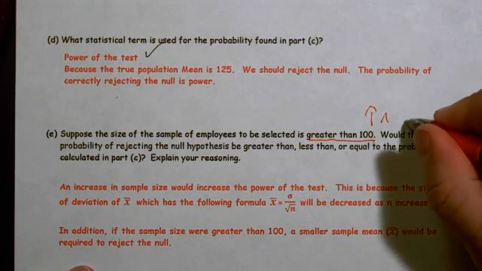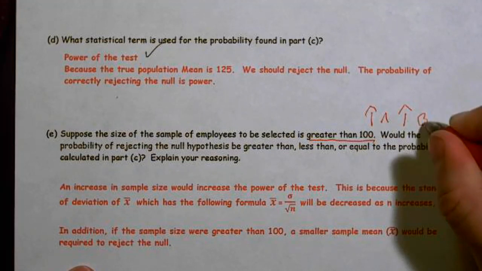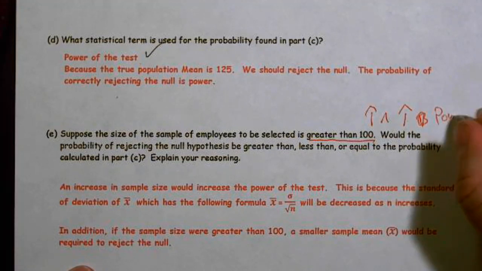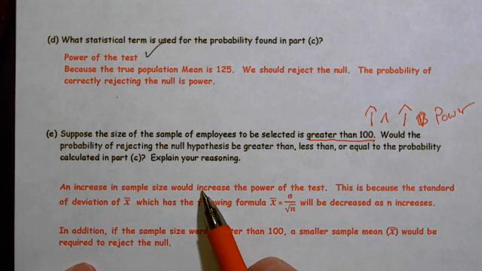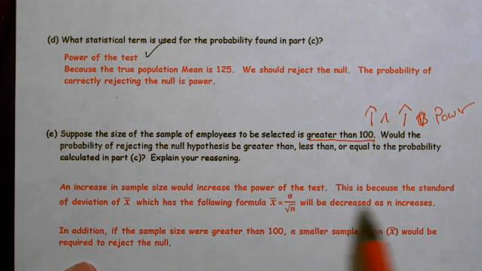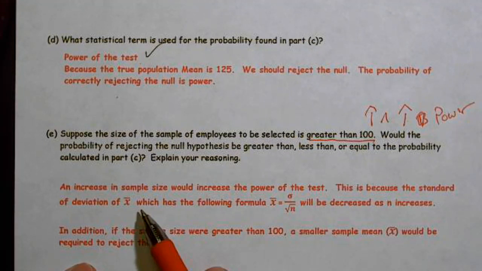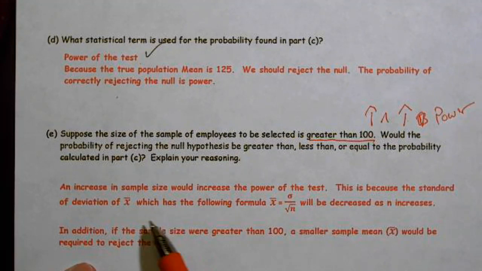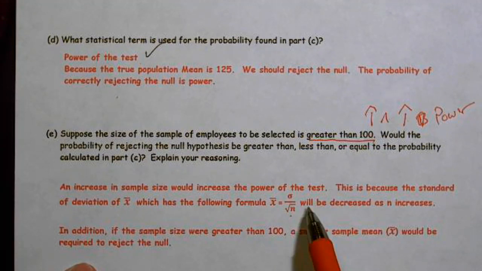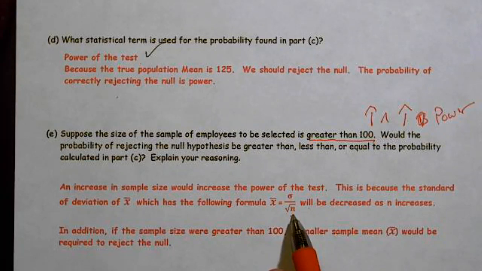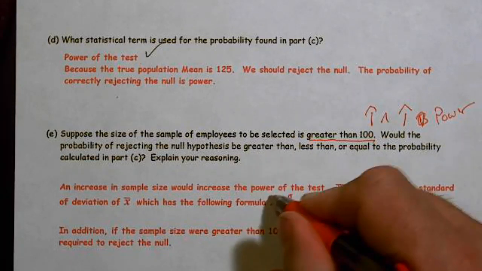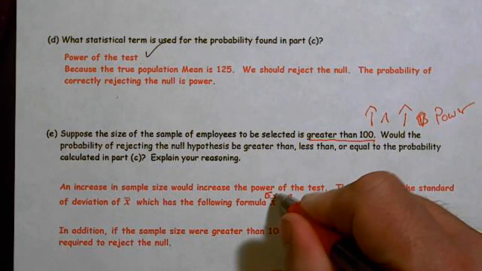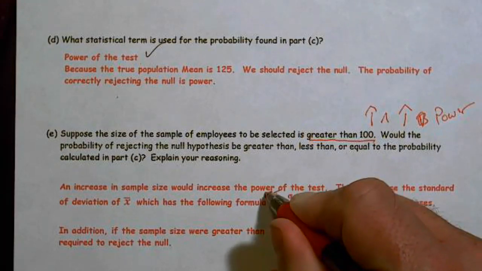Well, increasing sample size increases power. All right. So an increase in sample size would increase the power of the test. This is because the standard deviation of X bar, by the way, we have to back it up with a reason. And the reason is the standard deviation of X bar, which is sigma divided by the square root of n, will be decreased as n increases. So as this number gets bigger in the denominator, this should be the standard deviation of X bar.